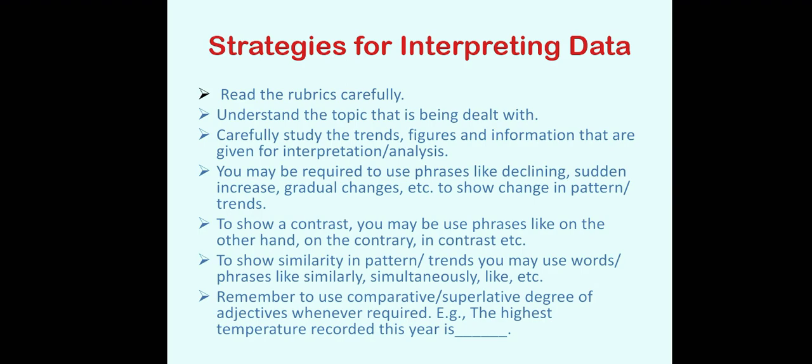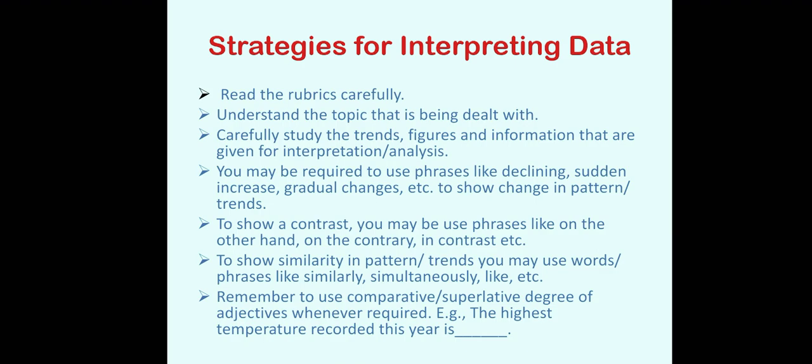Strategies for interpreting data. Read the rubrics carefully, means the given details carefully. Understand the topic that is being dealt with, means what is the topic, about what you have to write. Read it carefully. Carefully study the trends, figures, information that are given for interpretation or analysis. Whatever the format of the presentation, you need to understand that, and then you have to interpret it in a proper way.